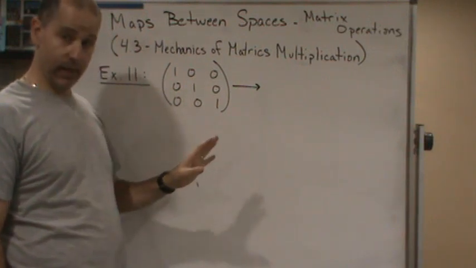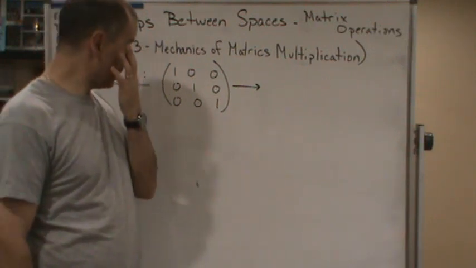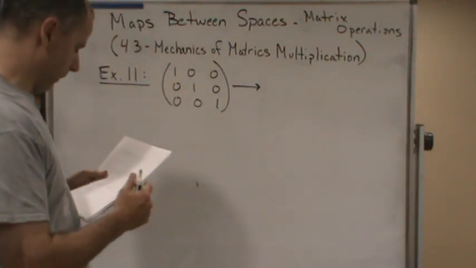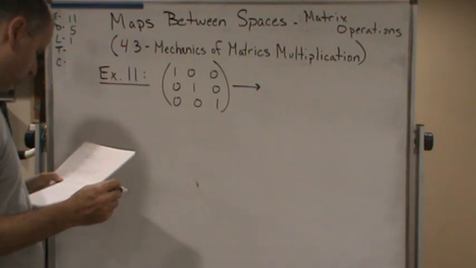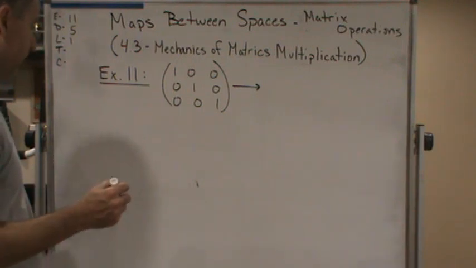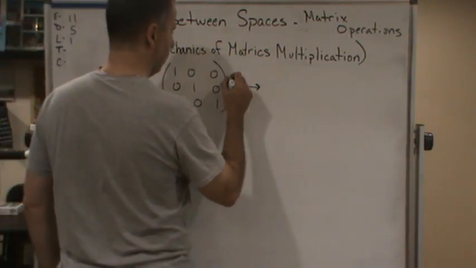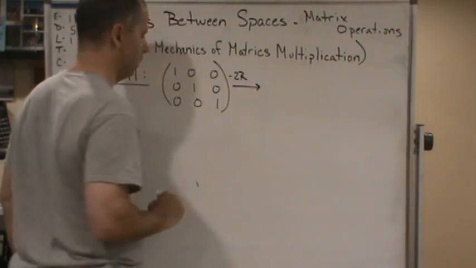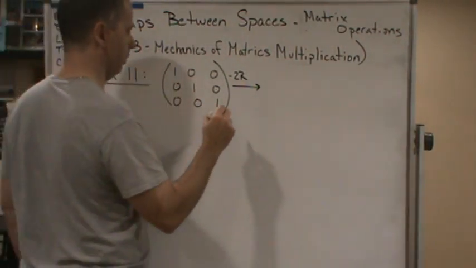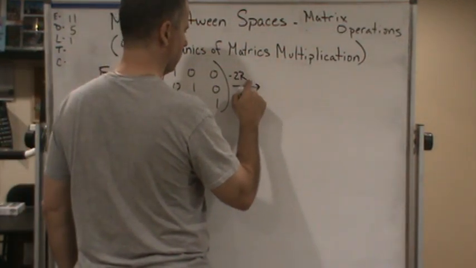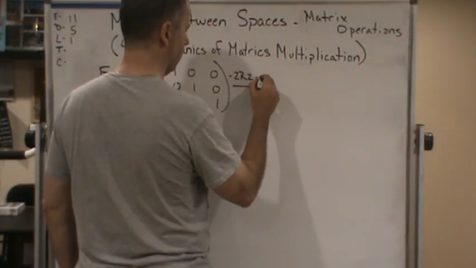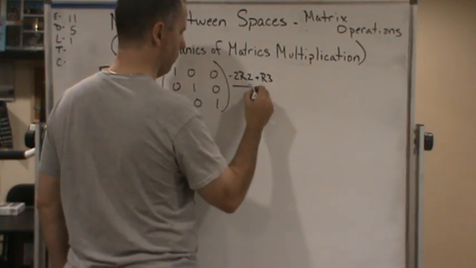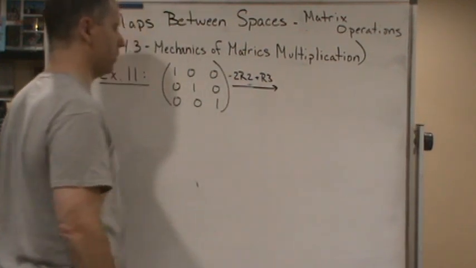Now what about adding rows? Let's see what happens here. What if I wanted to do -2 times row 2 plus row 3?